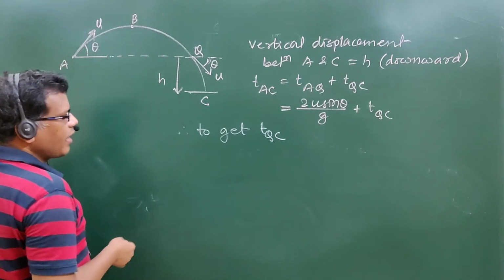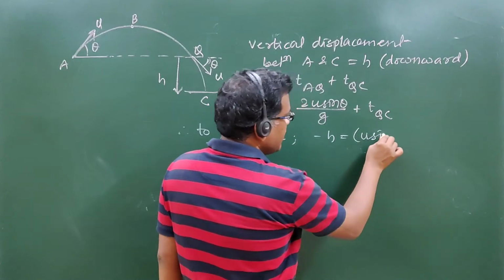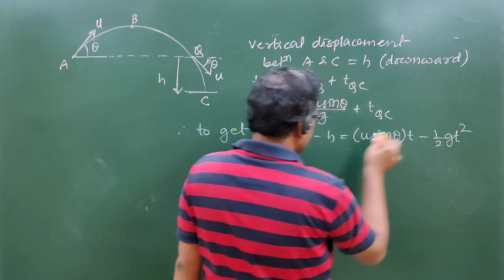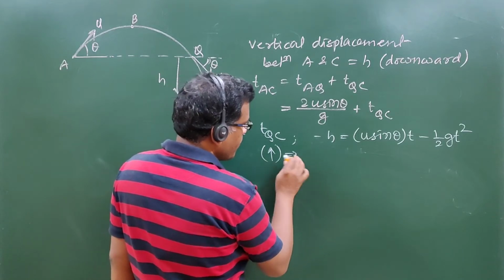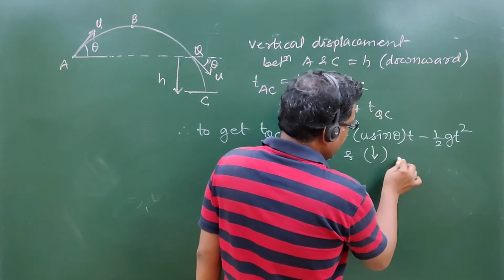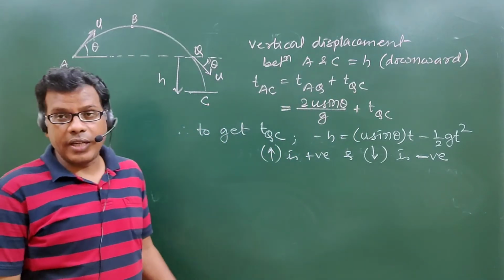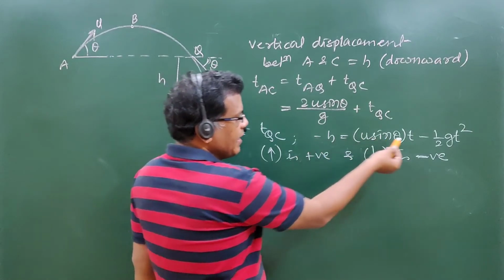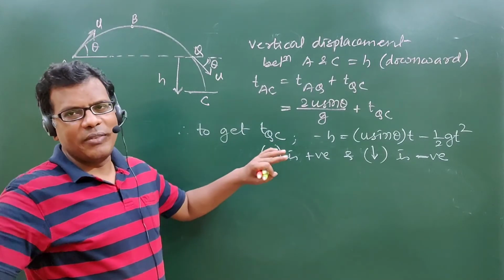So to get TQC we will write down minus h is equal to u sin theta into t minus half g t square. Taking this sign convention indicates that upward is positive and downward is taken negative. You can reverse the order also. If you want, you can take downward negative, in that case upward will be positive. If you take downward positive, then h and g will be plus and the u sin theta part will be written minus, but if you solve, then t will come the same.